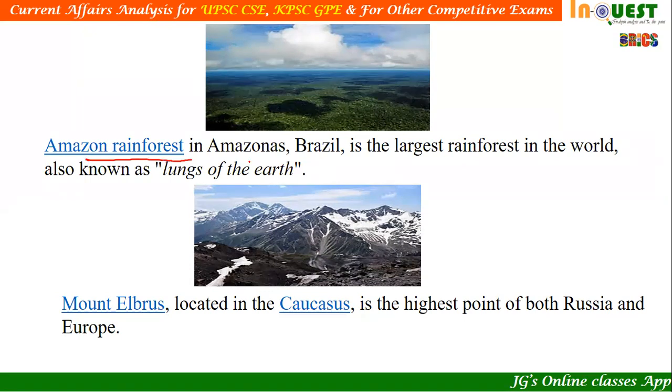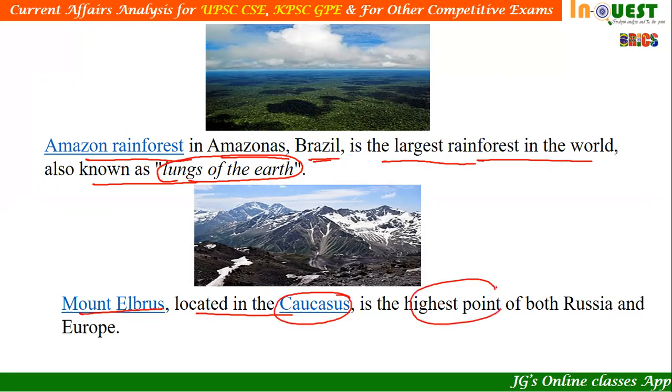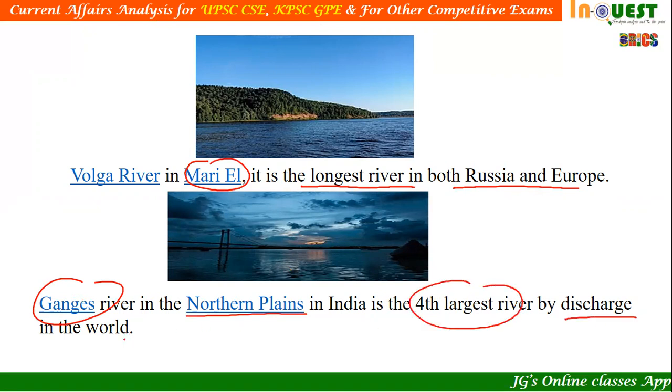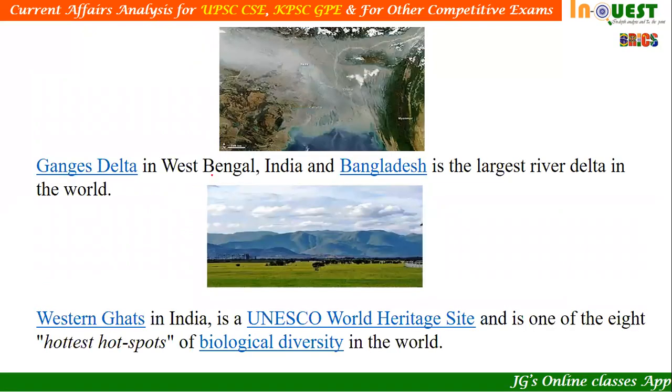Number one, the Amazon rainforest, in Amazonas, Brazil, is the largest rainforest in the world, and it is also known as the lungs of the earth. Mount Elbrus, located in the Caucasus, is the highest point of both Russia and Europe. Third, the Volga River is the longest river in both Russia and Europe. And the Ganges River in the northern plains in India is the fourth largest river by discharge in the world. Next, the Ganges Delta in West Bengal, India and Bangladesh is the largest river delta in the world.